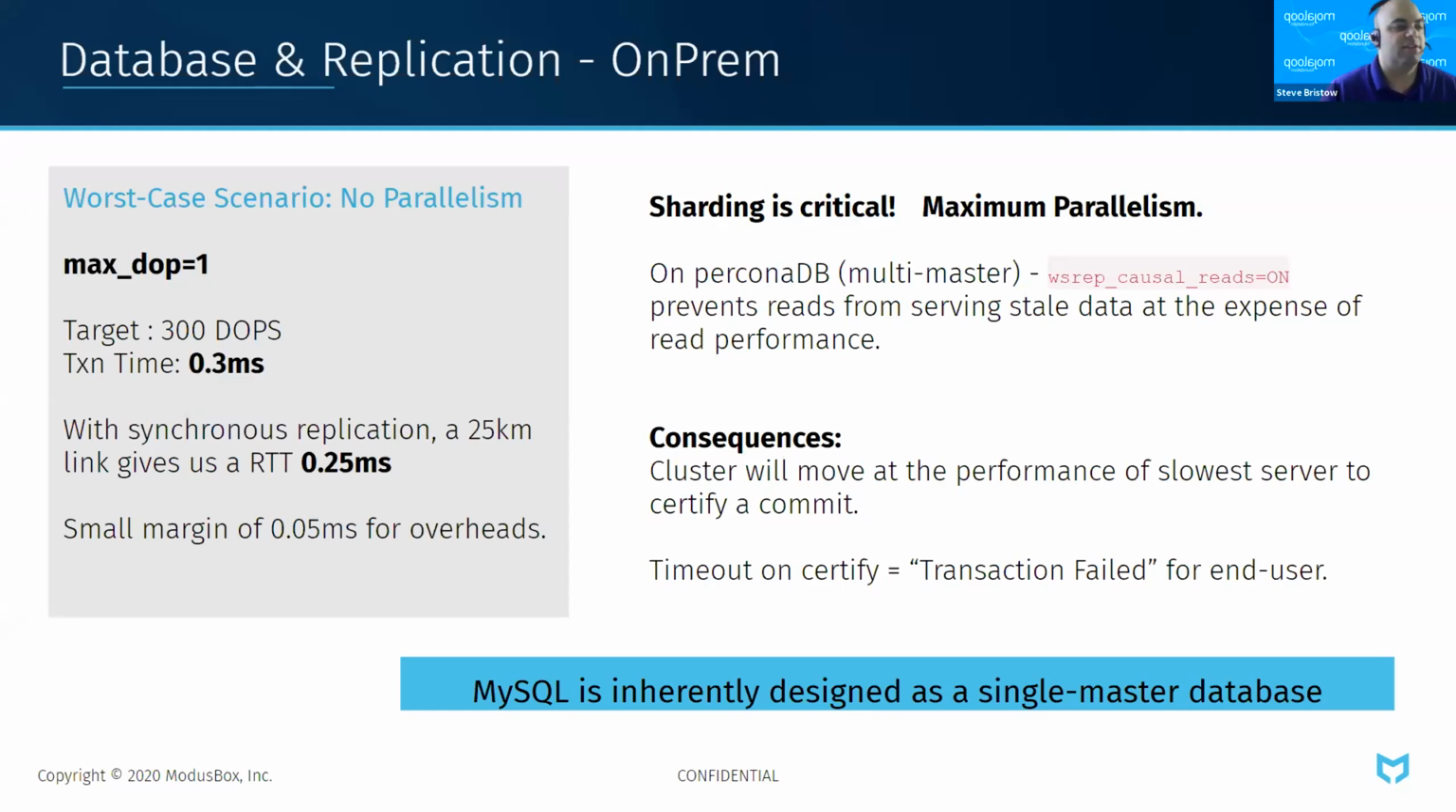On Percona DB, which is the preferred on-site replication technology for databases, most customers would probably want causal reads disabled. And what that means is that a replica of the database will not serve a read request that is stale. The consequence of that means that the whole cluster can only move at the speed of the slowest server that will certify that commit. If the commit cannot be certified within the timeout, the transaction will be failed for the end user. This means a slow network means a lot of failed transactions. So there are design considerations around database technology that can't be avoided.